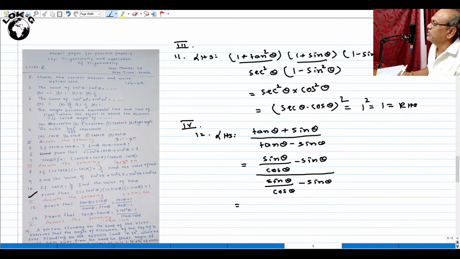I hope you understood this step. Now the remaining step is very simple. In both numerator and denominator you take sine theta common. What are you left with in the bracket?